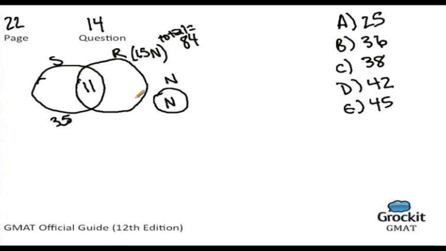We can also deduce some other numbers from this. So we can subtract the number who did both from the total number doing the supervision to figure out the number who are only supervising. So 35 minus 11 gives us 24 in this box. So 24 plus 11 gives us 35 for that whole circle.